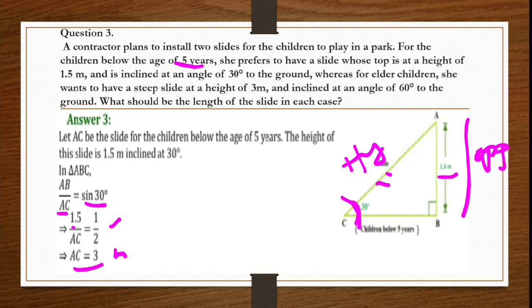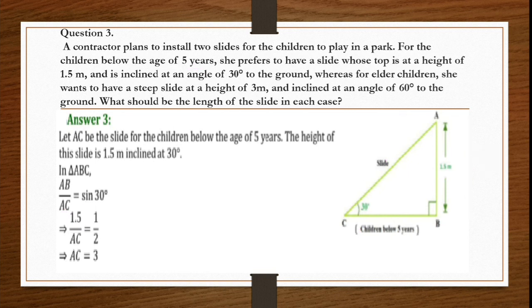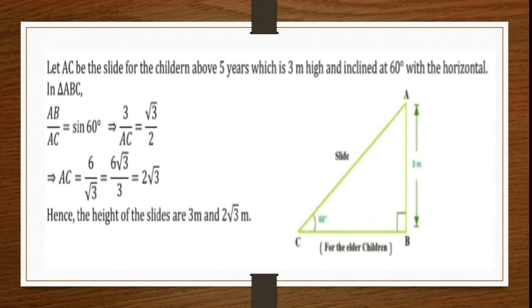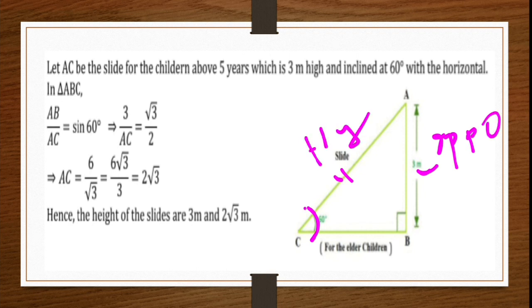Okay, now we will discuss the second case, which is elder children, that means the children over the age 5 years. So for the elder children, the distance of the slide above the ground has to be 3 meter, and it will make 60 degree to the ground. Again you have to find the value of AC. So now the value of the opposite side is 3 meter, and the hypotenuse you have to find, and this angle is 60 degree, given.